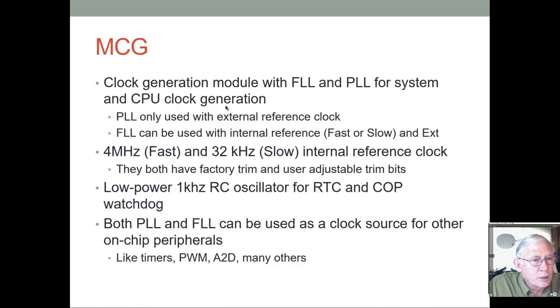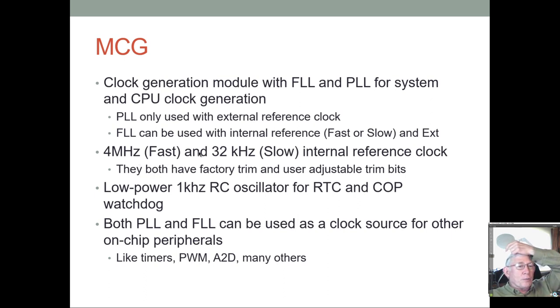All right, I think we're going to talk about the clock a little bit. So let me just... All right. Okay, so the clock module has both the phase lock loop and the frequency lock loop. And the phase lock loop can only be used with an external reference clock. So in our case, we do have an external crystal, and so we can actually use either one. The frequency lock loop can be used with either the internal reference fast or slow clock and the external clock.